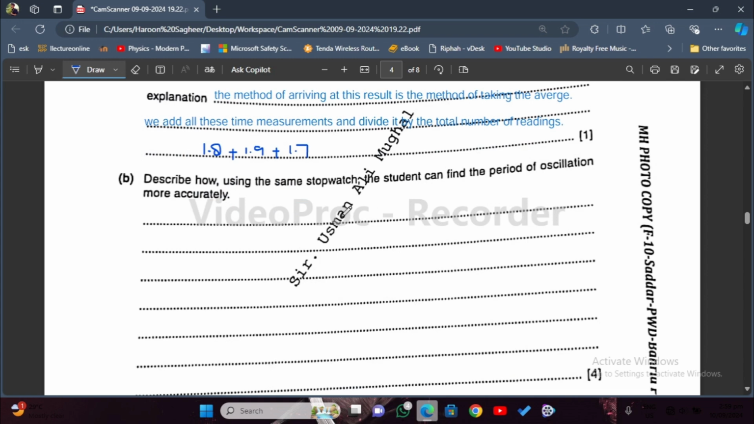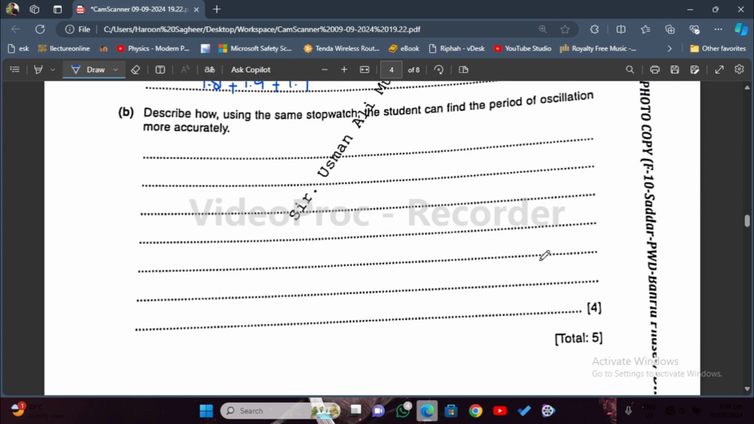All right, describe how, using the same stopwatch, the student can find the time period of oscillation more accurately. Now, there is only one method to increase the accuracy of the oscillations, and that is if we consider the significant figures. Significant figures can be used to have a more precise and accurate value. You can also say that by controlling the external conditions, for example, air, temperature, etc.